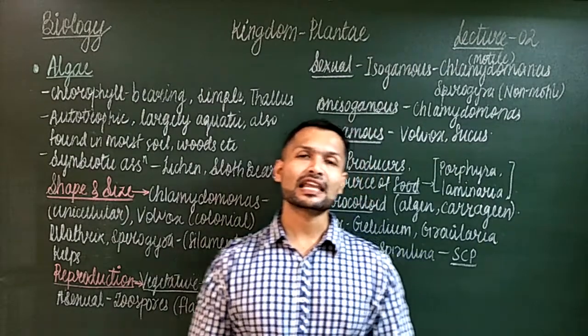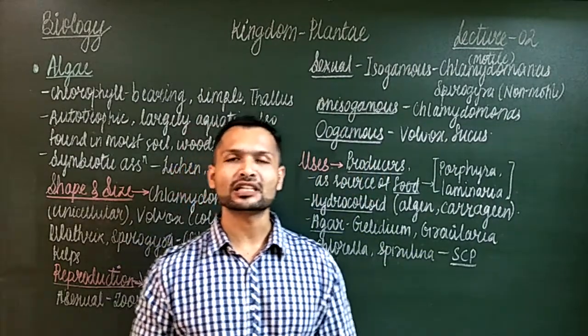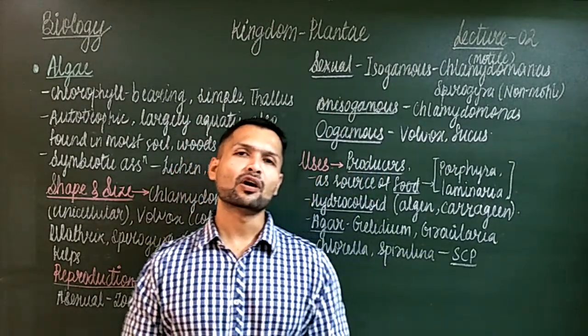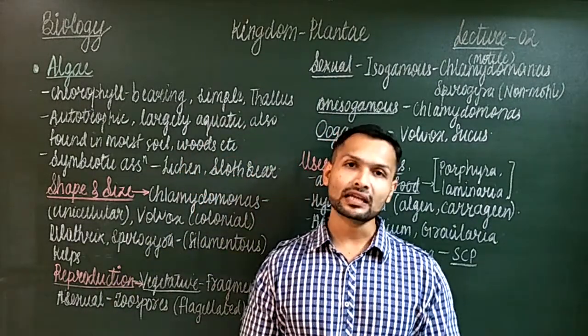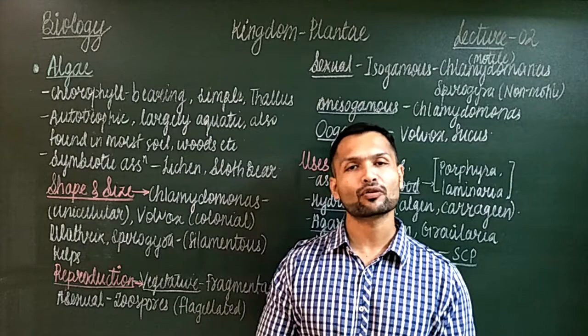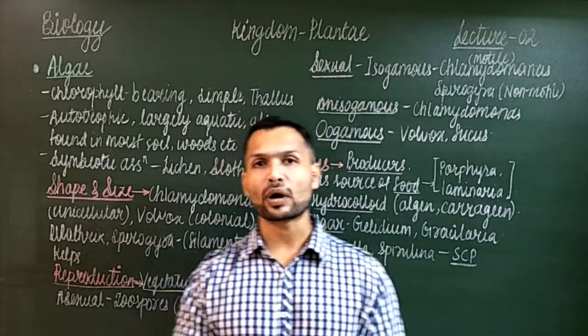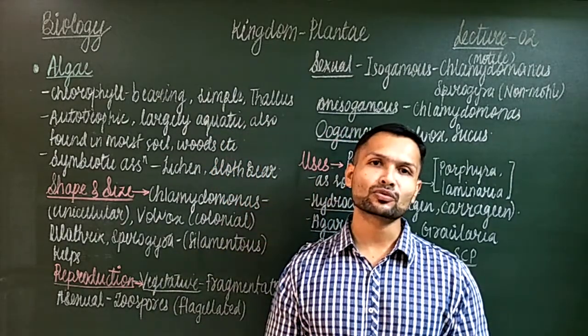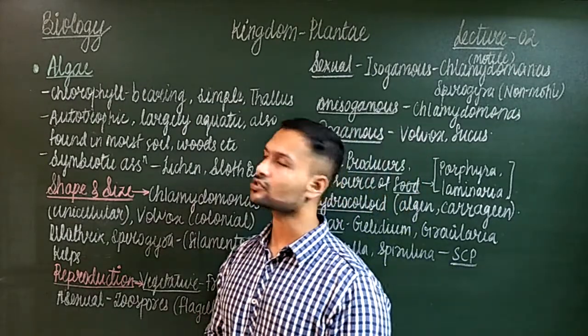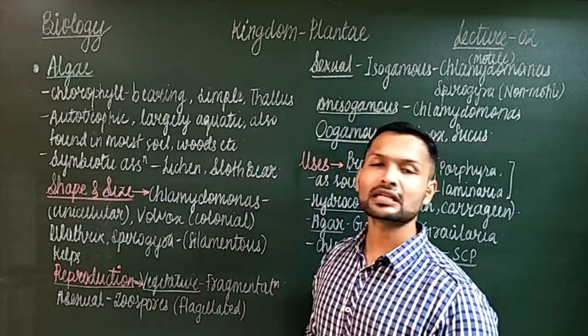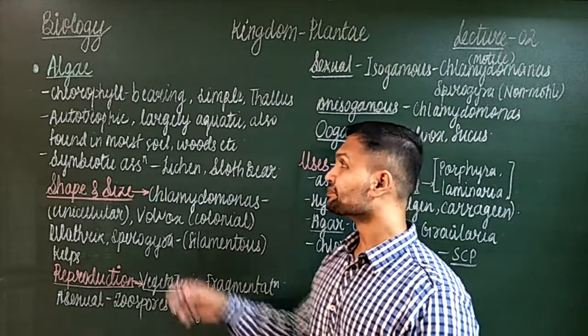So in the last lecture of biology, we saw the introduction of Kingdom Plantae. So we'll start with the first one, that is the algae, or we can call them thallophytes. Now we'll see why. This is the introduction lecture to the algae part of Kingdom Plantae. So we'll see what are the features of algae.